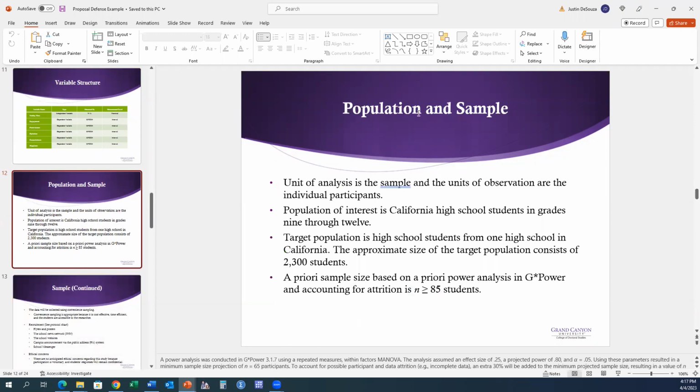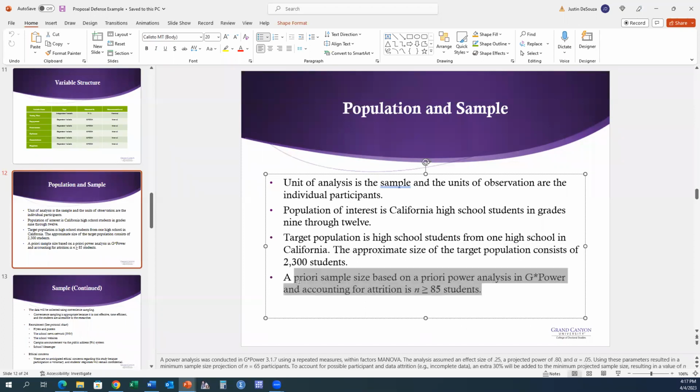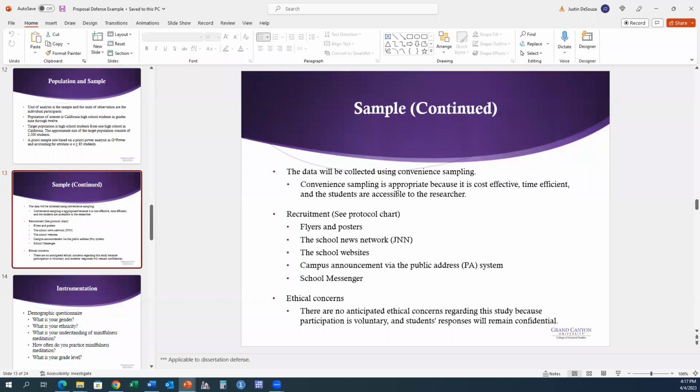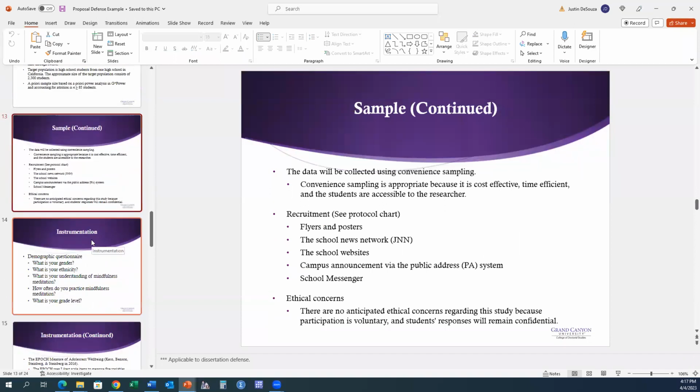Then you can go into population and sampling. So defining the population of interest, giving an approximate estimate for the population size, and then providing the power analysis findings. Okay, so this is the minimum target that this person was aiming for, at least 85 students. Then more on sampling. What is the specific sampling procedure? Convenience sampling, maybe you're using snowball sampling or random sampling.